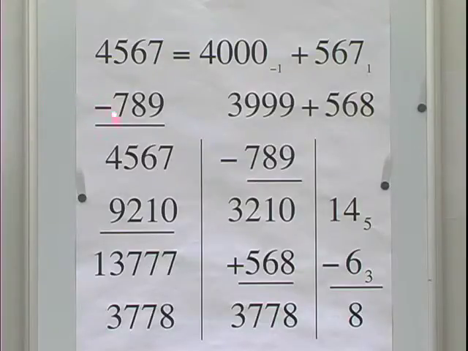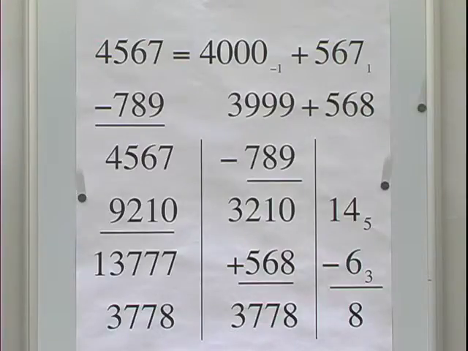From 4,567, we want to subtract 789. I am going to take the minuend and decompose it into two numbers, 4,000 and 567. So we express it as two numbers. Then what I'm going to do is subtract 1 from 4,000 and add 1 to 567. When I do that, I get 3,999 and 568. When these two are added together, you will get 4,567.